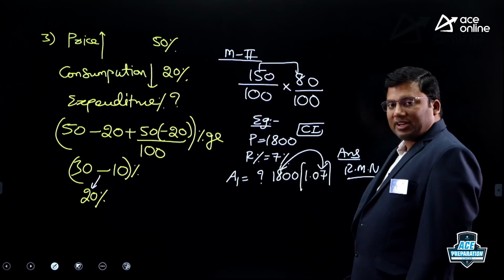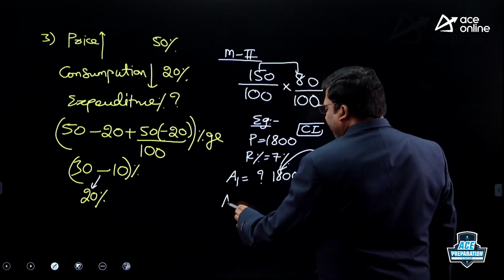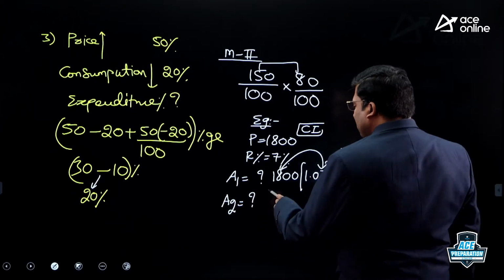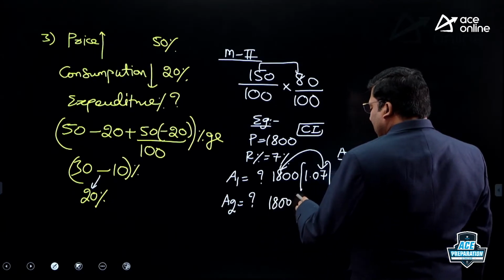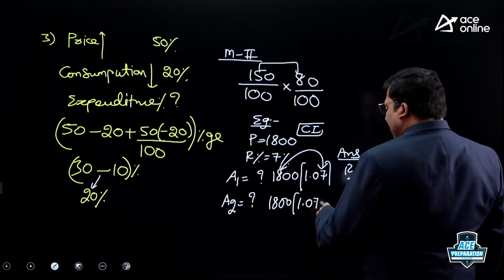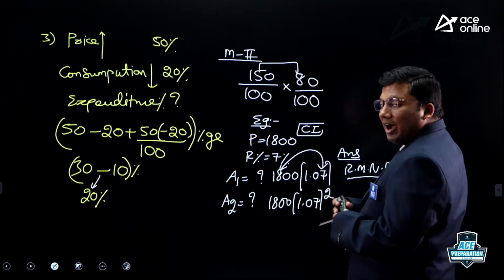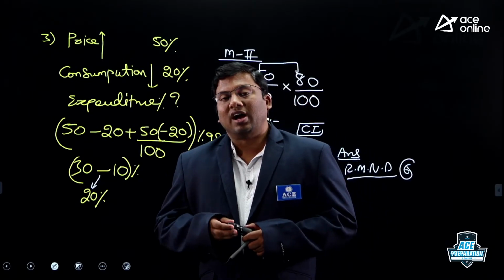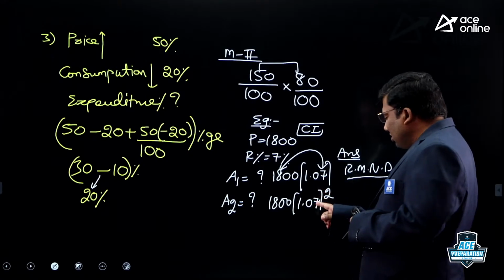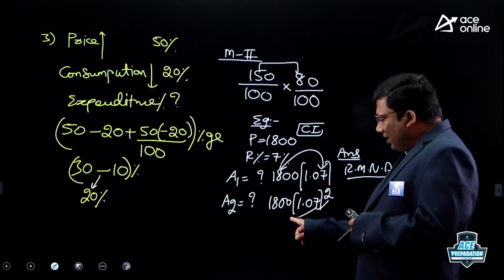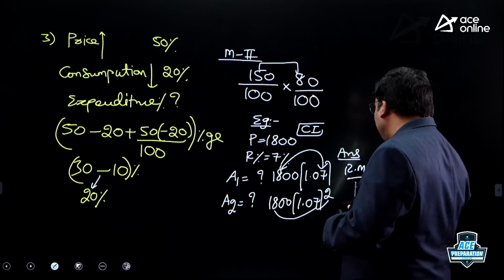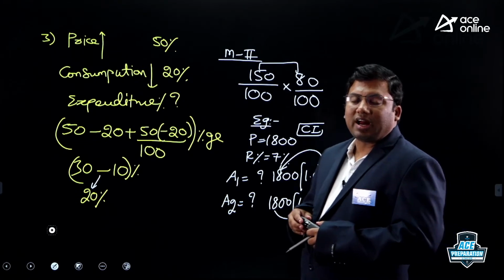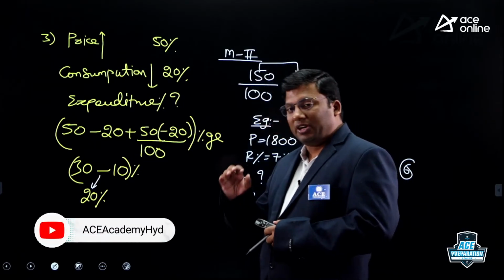8 7s are 56. Suppose it is the amount after 2 years, it is 1.07 whole square. Am I right? On 100, 7% more, first year, second year also. 7 square is 49. 9 8s are 72. Rightmost non-zero digit should be 2.